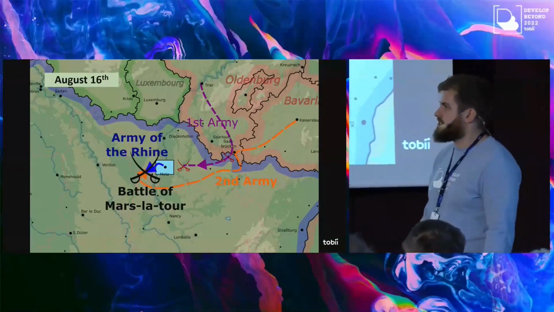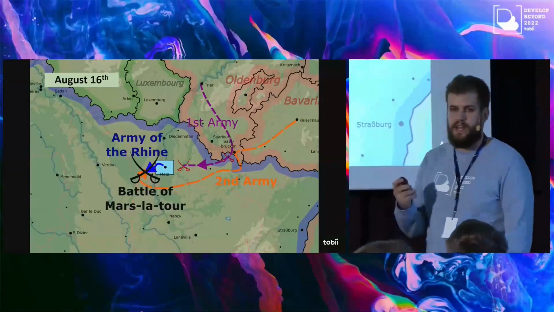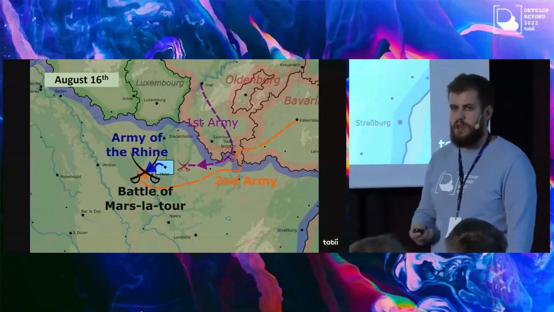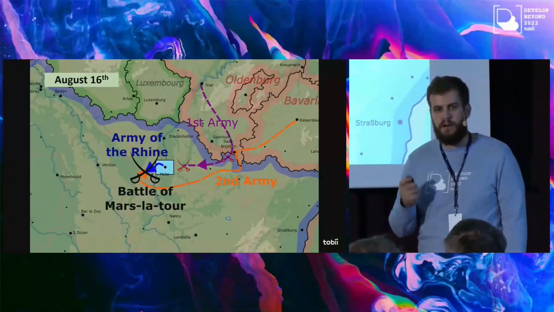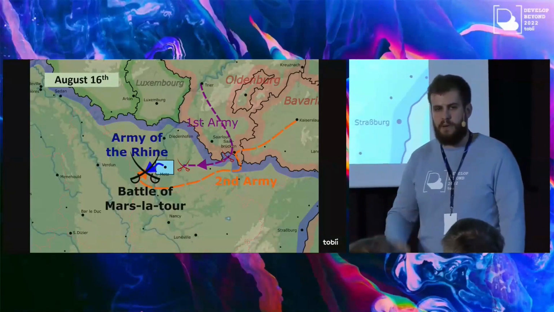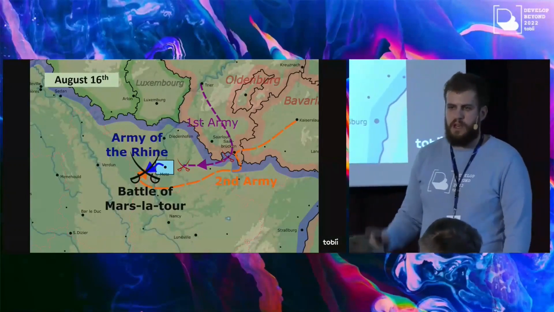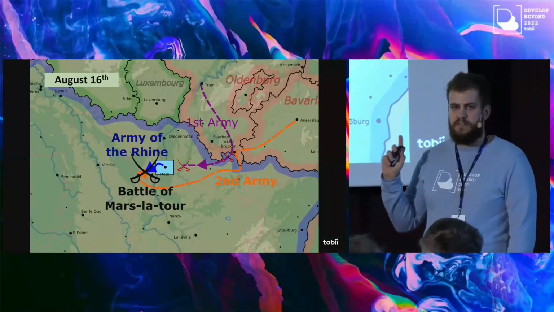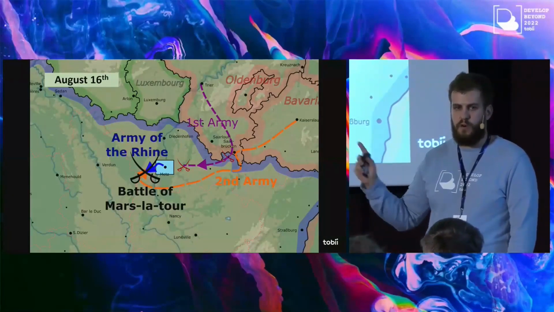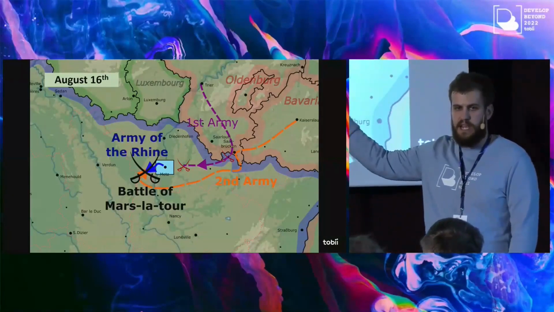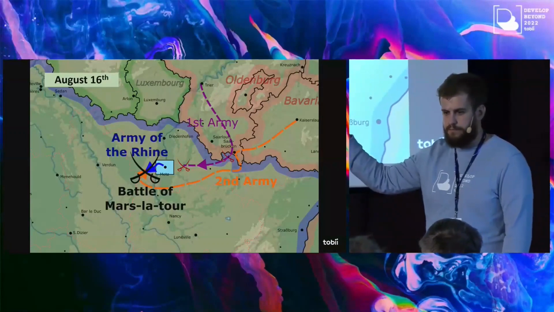On the morning of August 16th, the next day, near a village called Mars-le-Tour, 3 Corps, a small part of the German 2nd Army, bumped into the escaping French. The German 2nd Army had been given just one order: stop the French from escaping Metz until the trap could be closed.